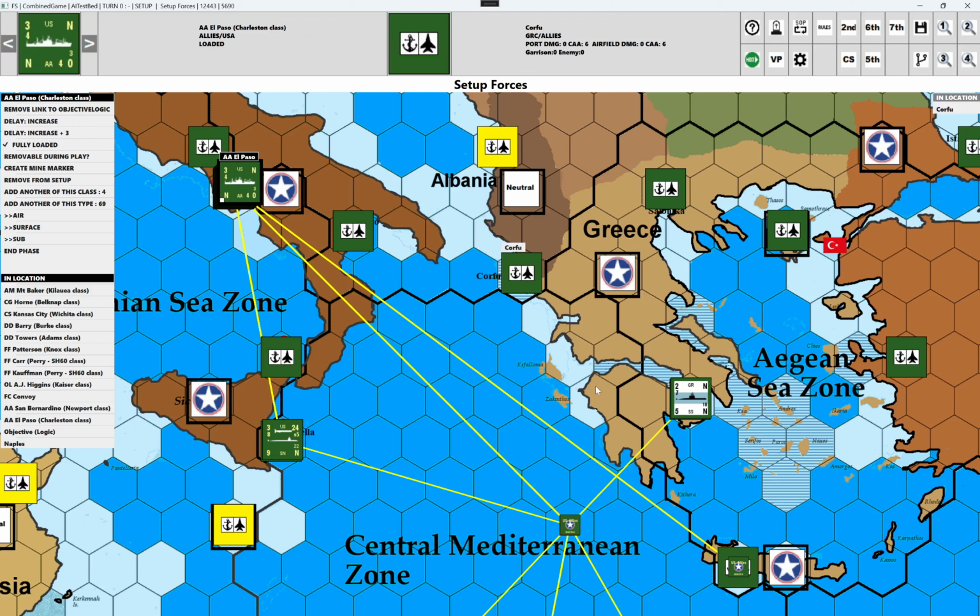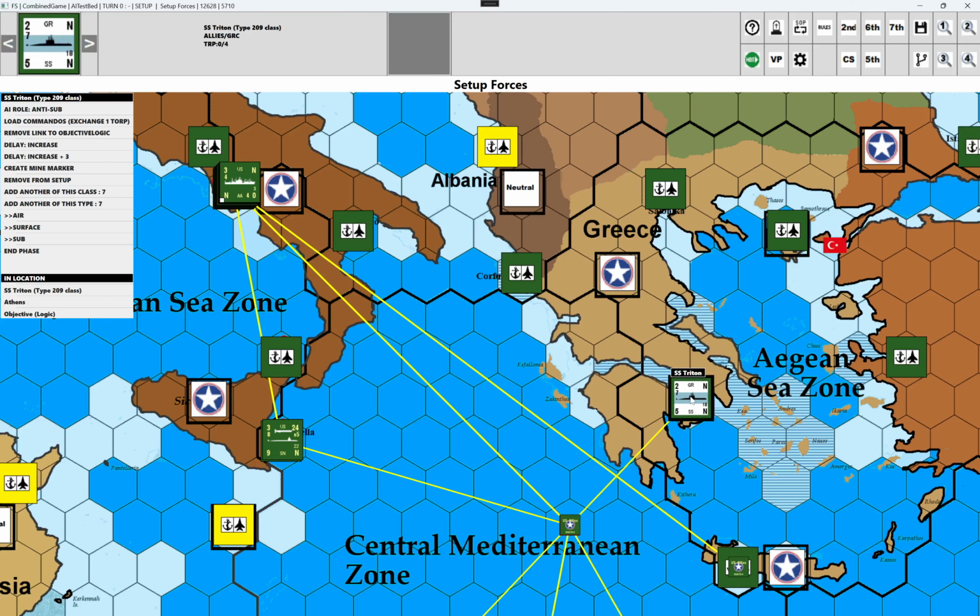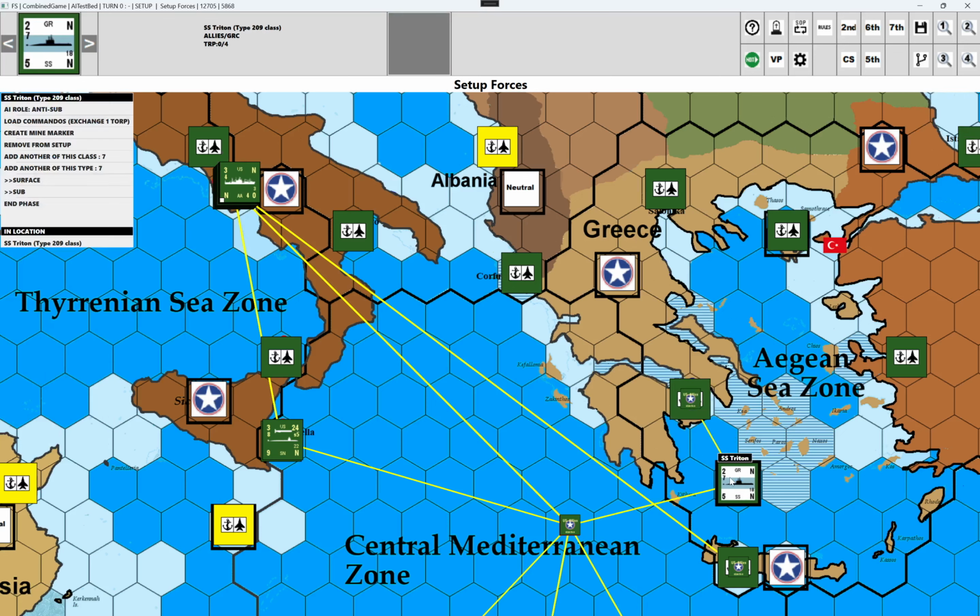All right, what other things? I added a Greek sub. He's got two objectives. He's got the same patrol, but when he wants to replenish, he's going to have to go to Athens. I just decided to do that because you can set it up like that. You can set up a ton of these objectives around.